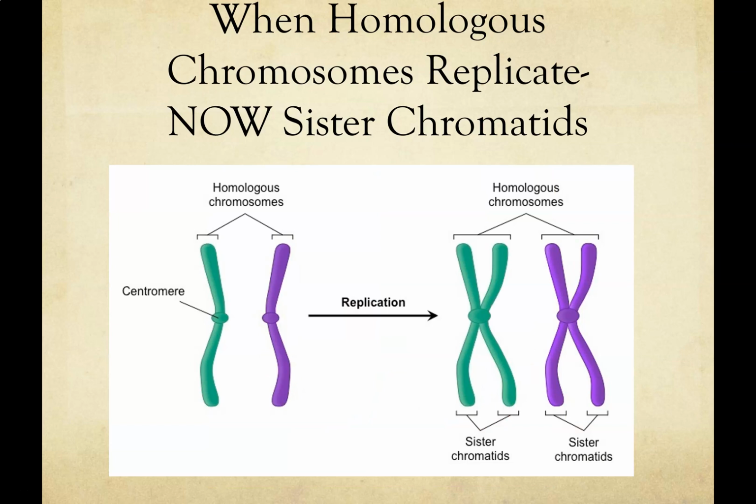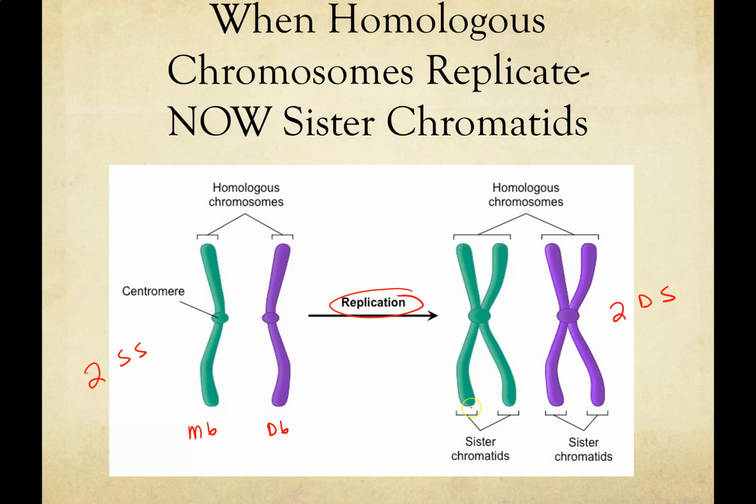So you can see here, once again, the green and the purple are homologous. Again, let's say that this is, I don't know, mom's 6, which makes this dad's 6. After replication, here you had 2 single-stranded chromosomes. Now you have 2 double-stranded chromosomes. You did not add chromosomes, you added DNA.